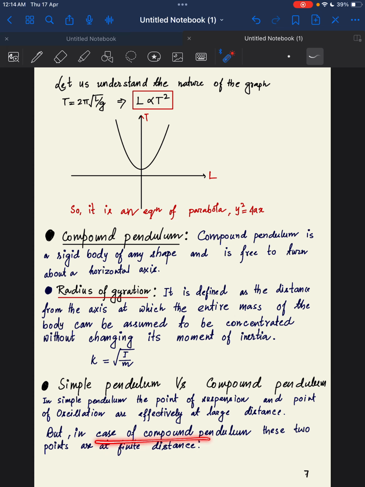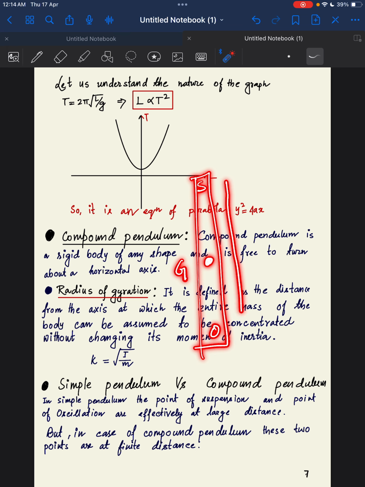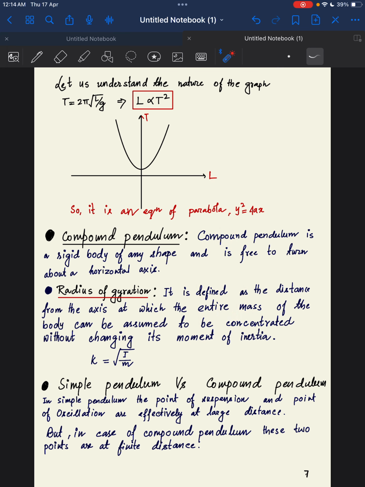But in a compound pendulum it is like a bar or a body of any random shape. This is your G, this is your point of oscillation, this is your point of suspension. So there is a finite distance between the point of suspension and the point of oscillation. So that is the particular difference between a simple pendulum and a compound pendulum.